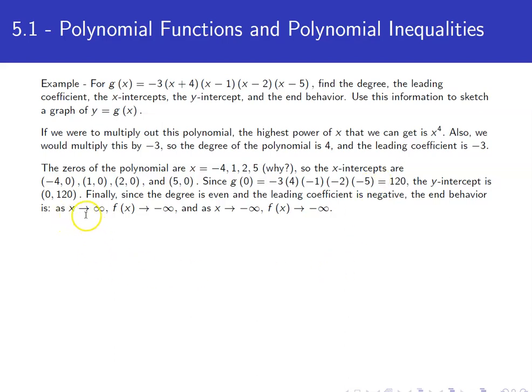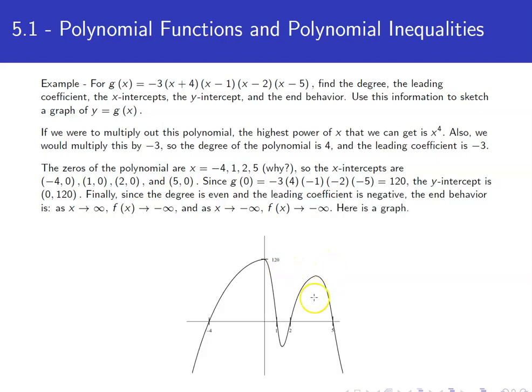So as x gets large in the positive direction, as x goes to positive infinity, f of x goes to minus infinity. Again, this is referring to the right tail. The right tail points downward. As x goes to negative infinity, f of x still goes to negative infinity. This is the left tail goes down.